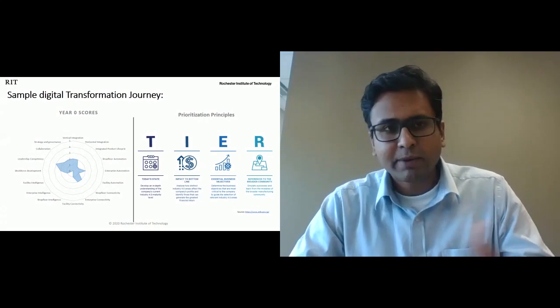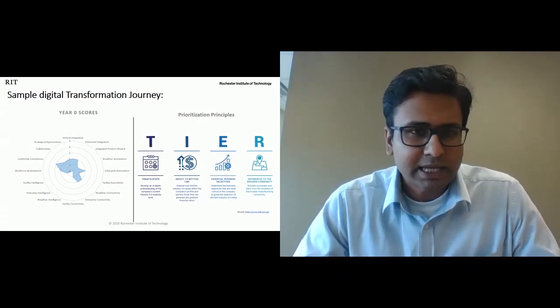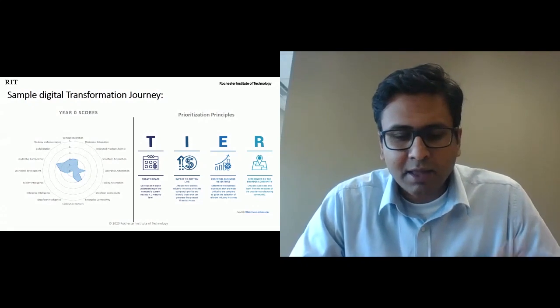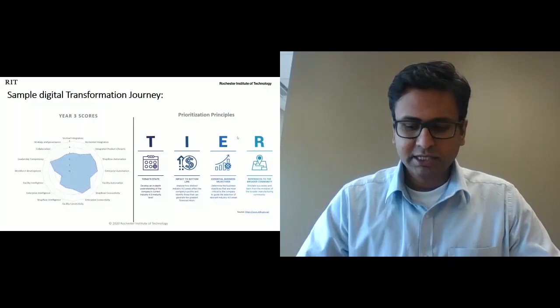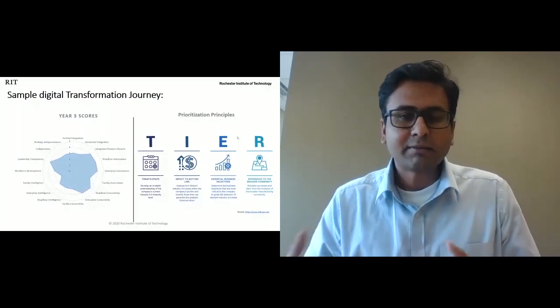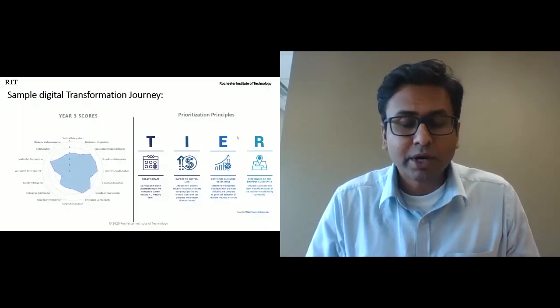If you're a lean practitioner, you're in tune with the PDCA kind of mechanism with identifying your current state, identifying what the future state vision is, looking at what the gaps are, and then creating a plan to bridge those gaps.